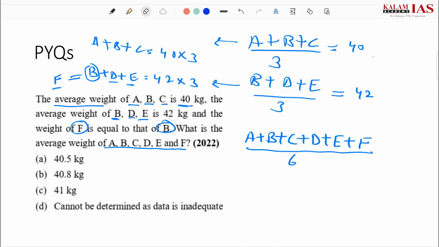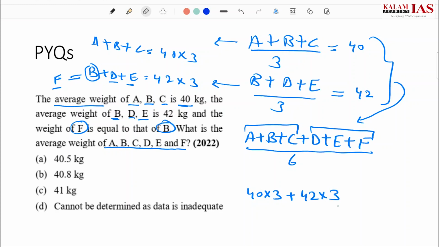Now let's substitute values from these to here. A plus B plus C is equals to 40 into 3 plus D plus E plus F is equals to 42 into 3, dividing by 6. This is 120 plus 126 by 6, which is 41. So the average weight is 41 kg.